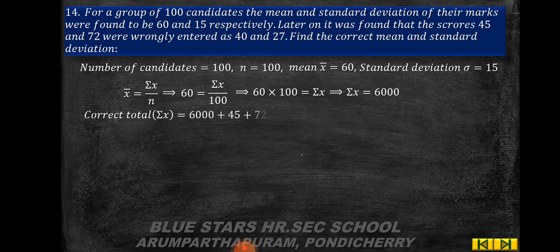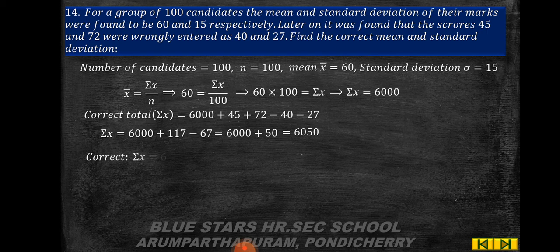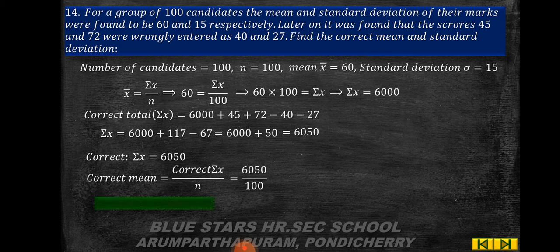Then correct total summation x is equal to 6000 plus 45 plus 72. This is the correct mean, minus 40 minus 27. This is wrongly entered. So summation x is equal to 6000 plus 117 minus 67, which is equal to 6000 plus 50 is 6050. So corrected summation x is equal to 6050. Next, correct mean is equal to correct summation x by n, which is equal to 6050 by 100. So correct mean x bar is equal to 60.5.